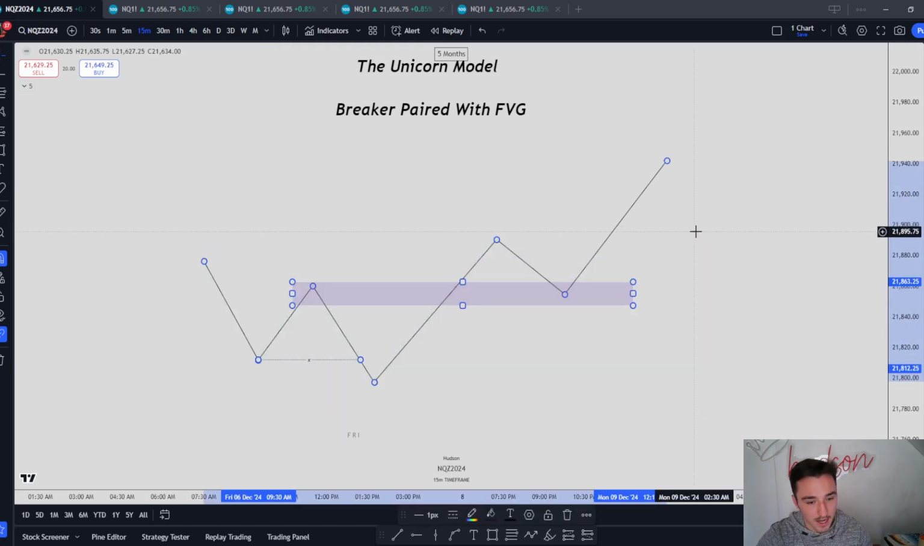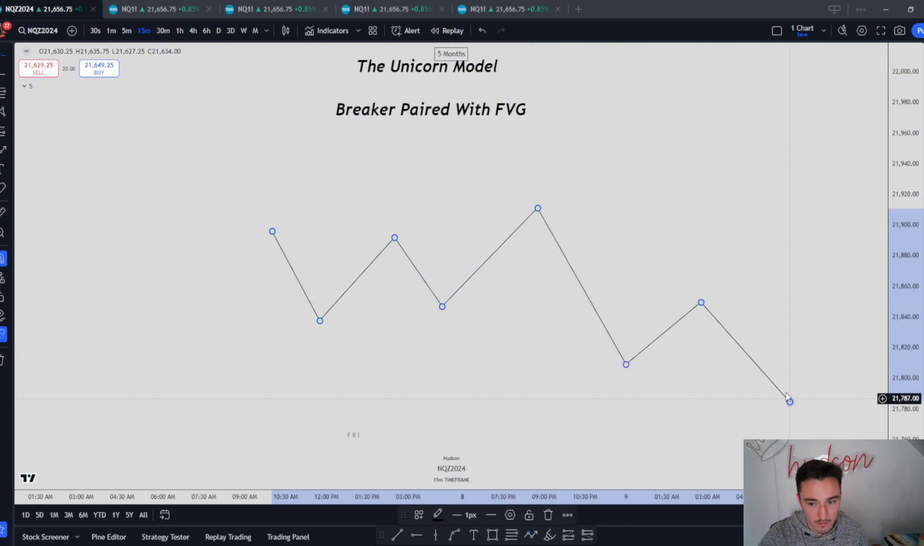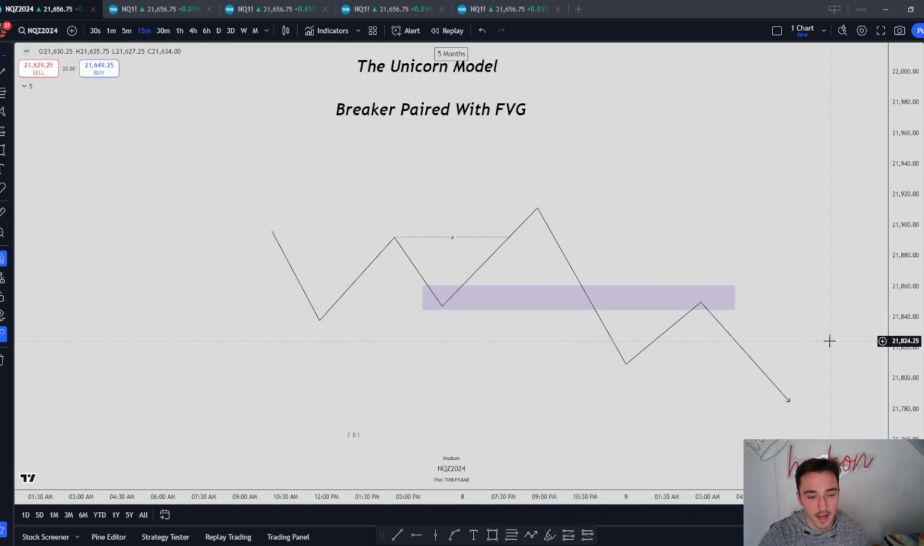So the next one is the bearish unicorn model. So if we have something like this, like that, we take out the swing high, take out the swing high with a swing low here. It becomes the last down close candle in this swing high. Come up, tap into the unicorn with a fair value gap right here, breaker block here, and then continue lower, right?